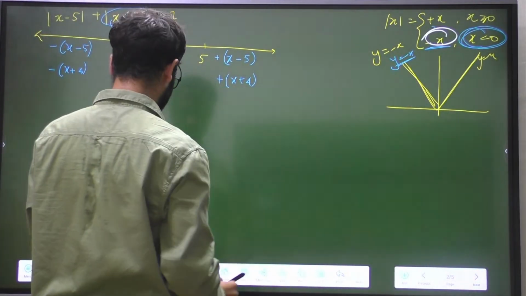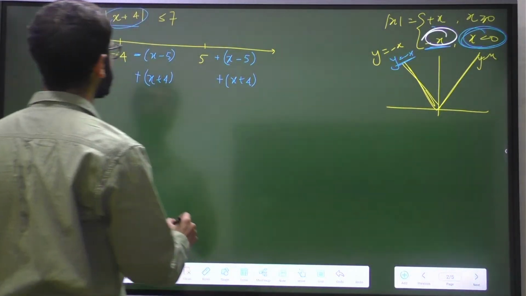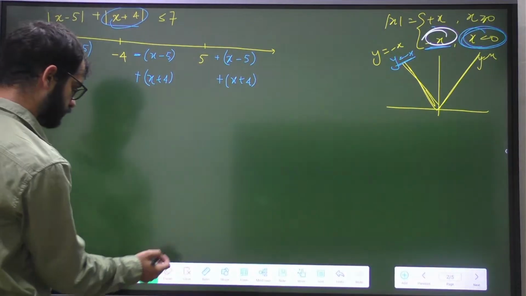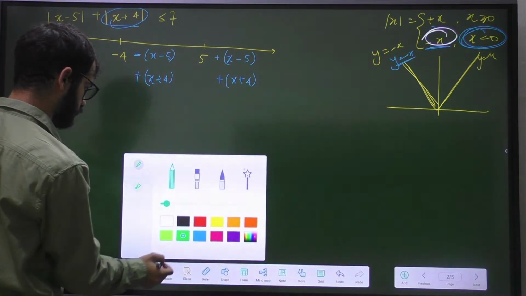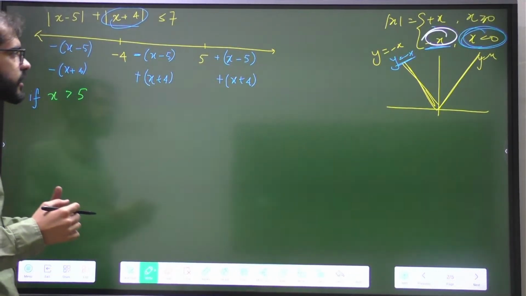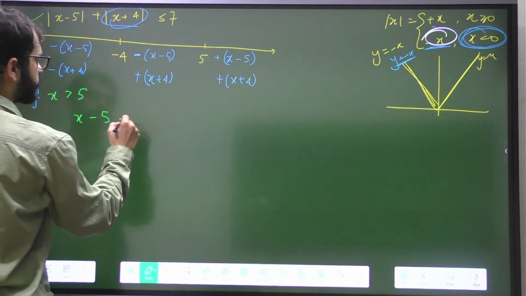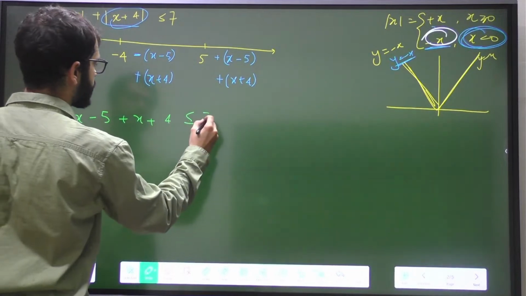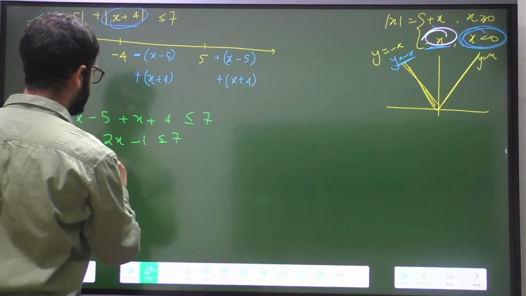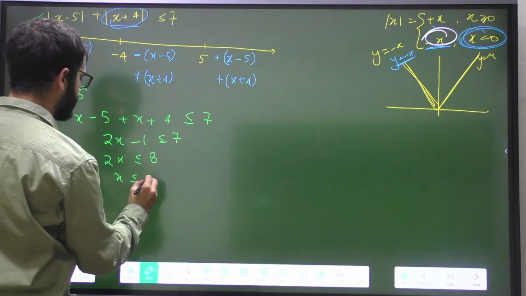Okay. So now let's break it into various parts and analyze them separately. If x is greater than 5, then this expression can be written as x minus 5 plus x plus 4 less than or equal to 7. x plus x becomes 2x minus 1 less than or equal to 7. So 2x less than or equal to, adding 1 on both sides, I get x less than or equal to 4.